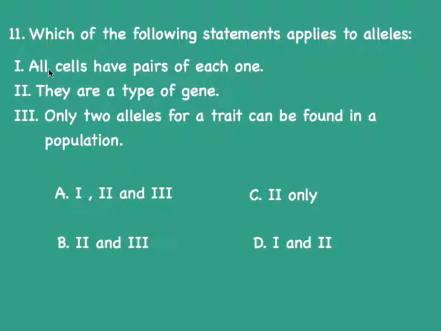Well, first of all, not all cells have pairs of alleles because gametes have only single alleles of genes. Alleles are types of genes, but in some cases, more than two alleles can be found in populations. When this happens, it is described as multiple alleles. The ABO blood group system in humans is an example of multiple alleles. So with only two being a correct statement, it means that our answer is C, two only.